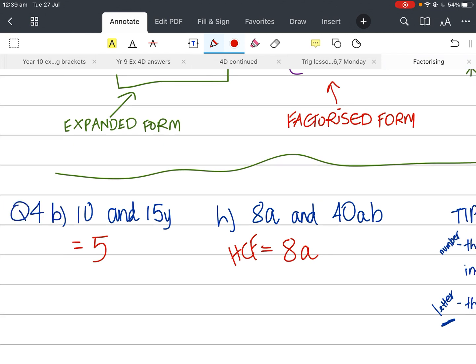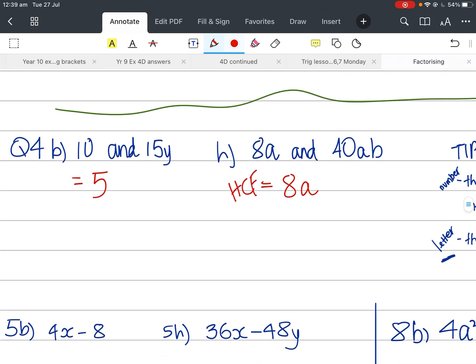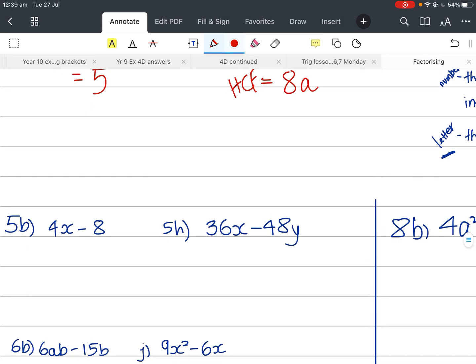Can you go and have a go at A, C, E, G, I think I've written in Google Classroom. Here's question 5 when you're ready. If you want to pause and have a go at 4, please do so.